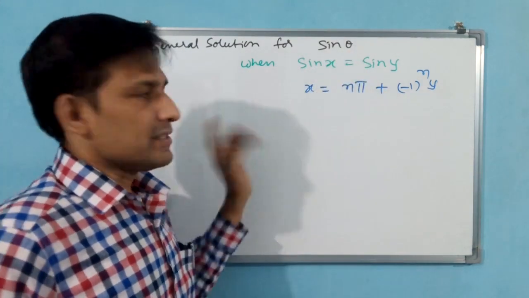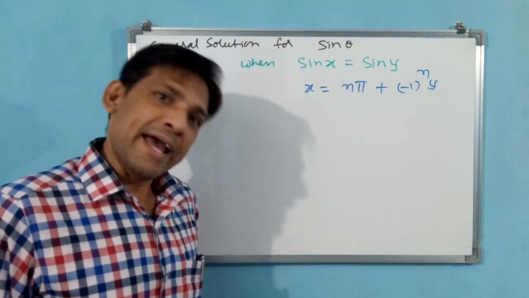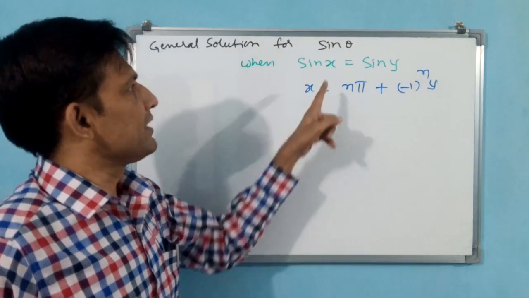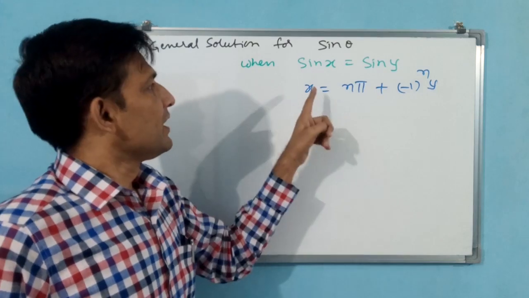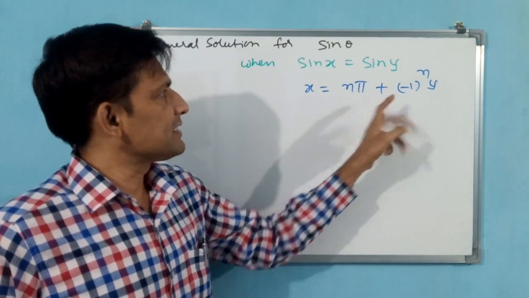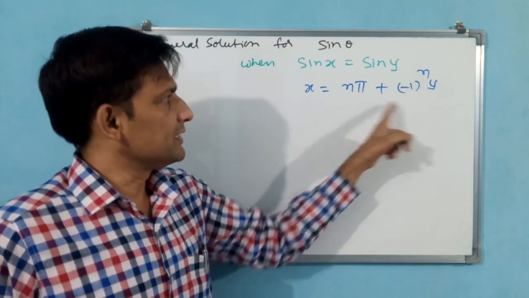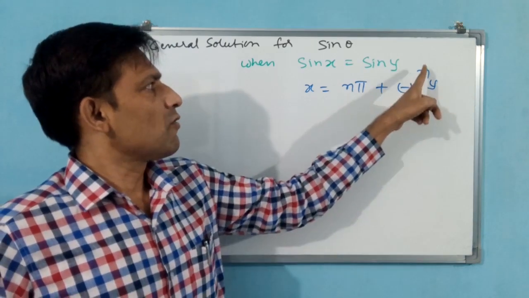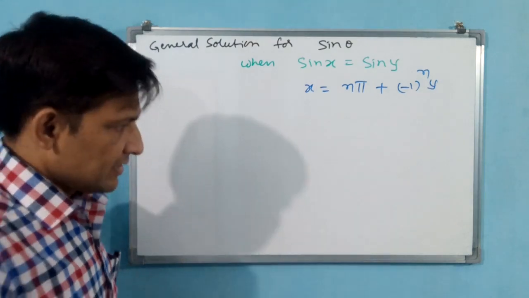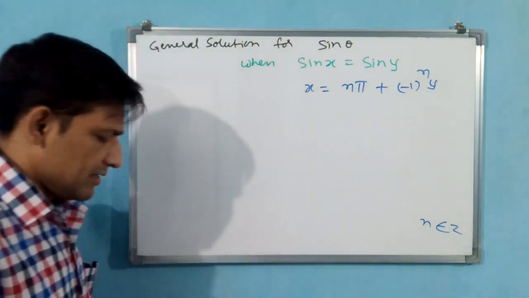General solution for sin theta. When sin x is equal to sin y, here x and y both are angles only, not values, angles. Okay, that you keep in your mind. X is an angle, y is an angle. X is equal to, this angle is equivalent to this angle. What is this angle? Another angle, multiplication of and addition of all this. N pi plus minus 1 whole power n y. N is integer. N belongs to Z. Okay?